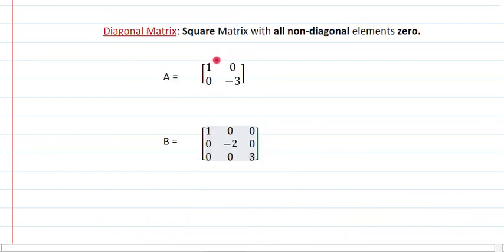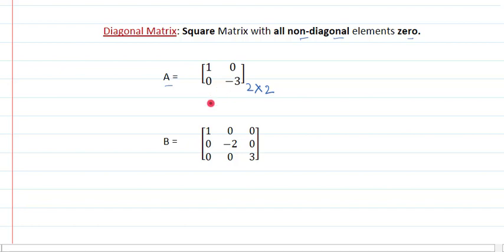Next in the series, diagonal matrix. The square matrix with all non-diagonal elements 0 is called diagonal matrix. Here are the two examples for diagonal matrix. Here it is the matrix of order 2 by 2. Clearly, as I just explained in case of square matrix, diagonal elements are 1 and minus 3, that is A11 and A22. So leaving these two elements, all other elements, meaning A12 and A21, both are 0, meaning non-diagonal elements are 0.